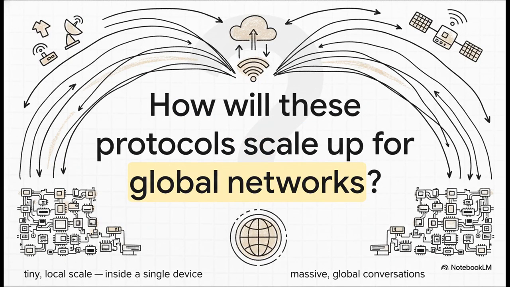And that really leaves us with a fascinating final thought. These protocols, USART, SPI, I2C, they're the absolute bedrock of communication on a tiny, local scale, inside a single device. But as we start to connect everything to the Internet of Things, these fundamental principles of addressing, timing, and taking turns, they're exactly what allow trillions of these tiny, local conversations to scale up into one massive, global one. The big question is, what will that future ultimately look like?